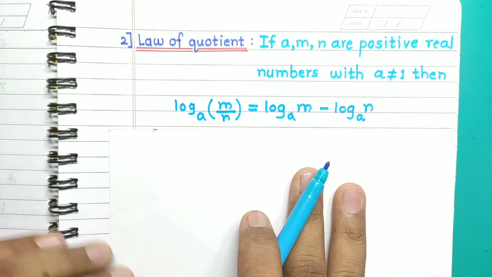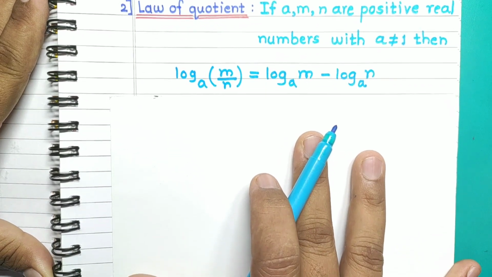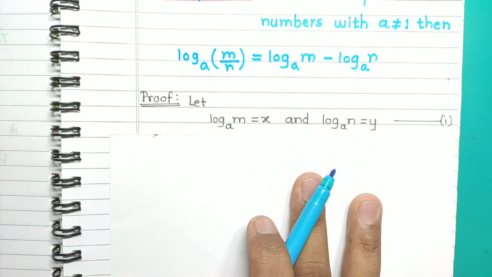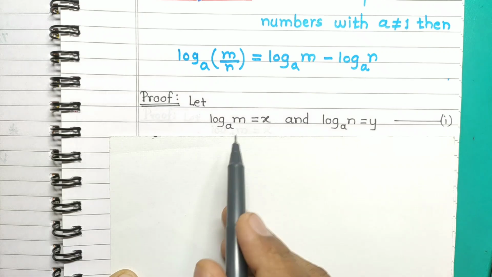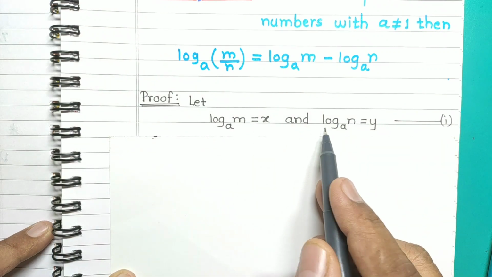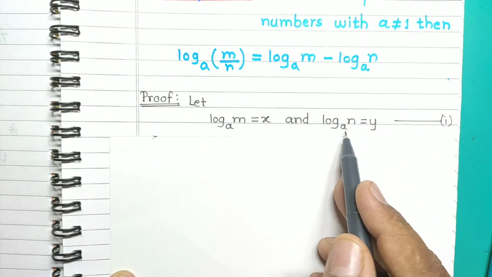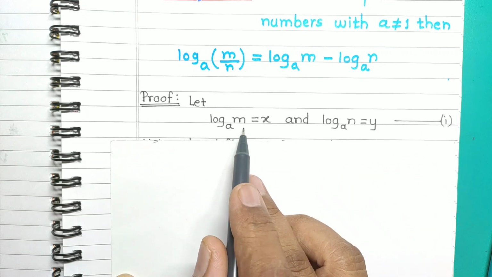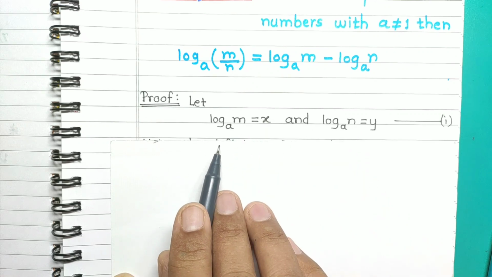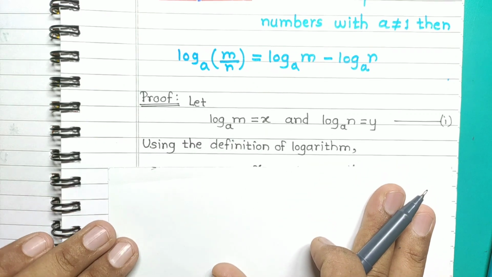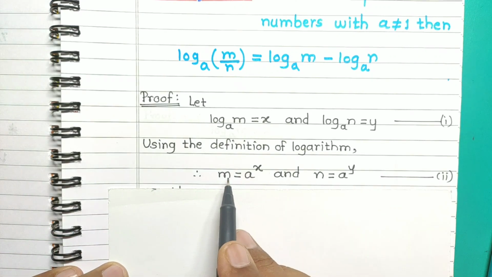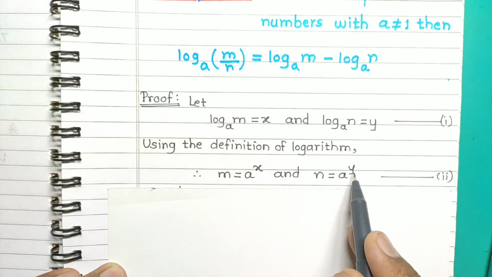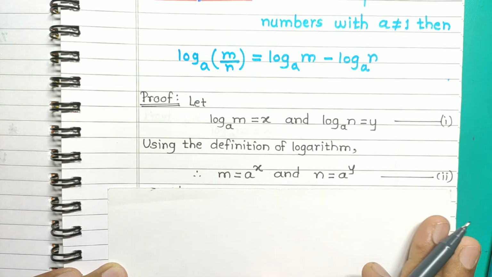Proof of this rule is also on similar lines like the proof of the law of product. So let's see the proof. Let log of m to the base a be x and log of n to the base a be y. Call it statement 1. Then we are going to convert this logarithmic form to exponential form using the definition. So the exponential forms are m is equal to a raised to x and n is equal to a raised to y. Call it statement 2.